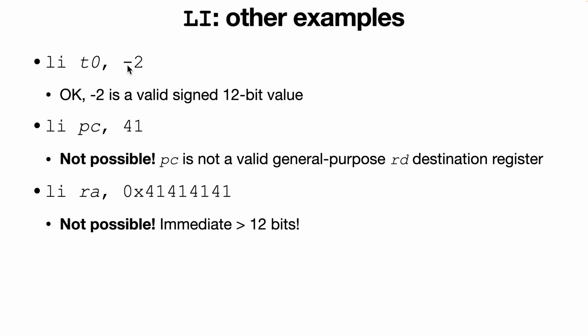Now here are a couple of concrete examples. li of t0 and -2 is okay. This is a valid assembly instruction. Again, it's a 12-bit immediate, and you can encode -2. But this, on the other hand, is not valid: li of 41 into PC, because that destination register needs to be a general purpose register, not the special purpose PC register. And likewise, this li of hex 41414141 into ra is not possible because you can't encode 41414141 into 12 bits.